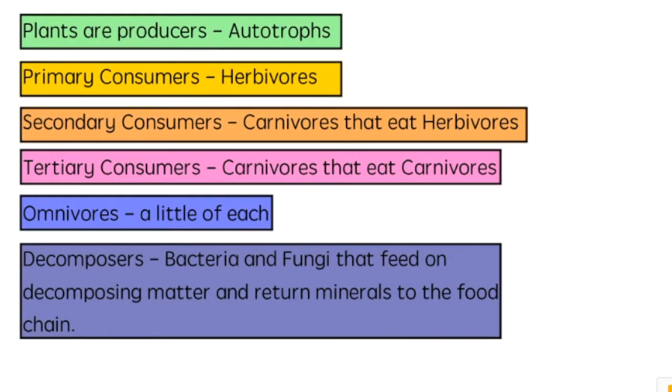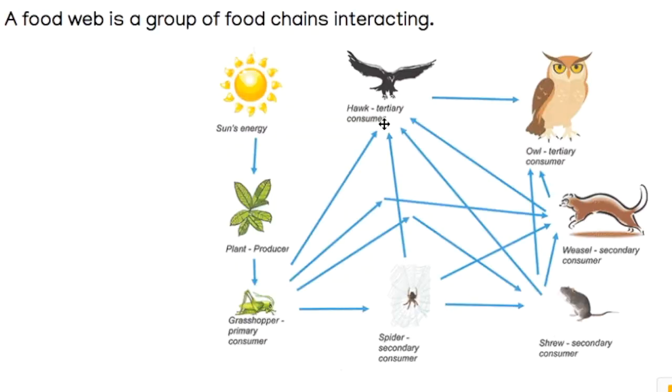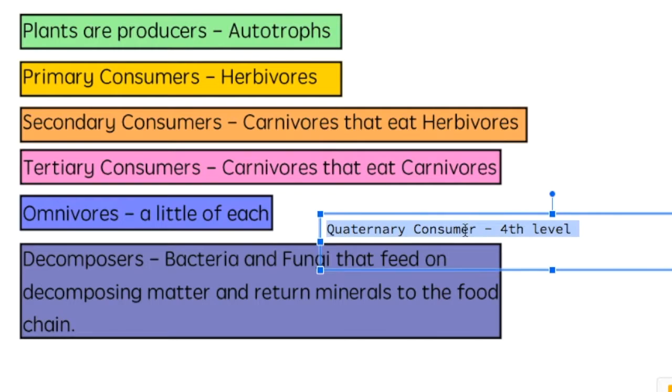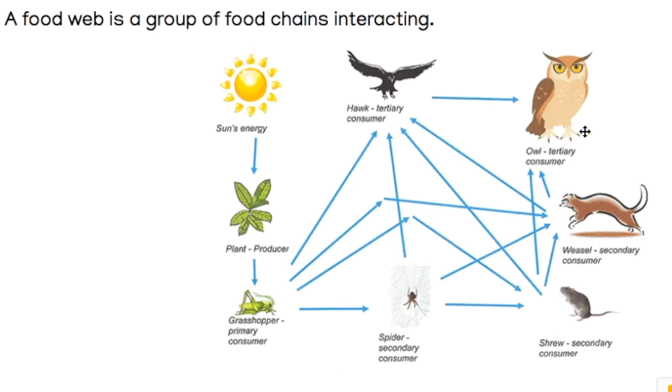We're going to add a new word to this that we added in class. That is a quaternary consumer. So that means fourth level. So if we look at this picture, the hawk can eat the shrew that ate the spider that ate the grasshopper. That makes the hawk the fourth level. Same with the owl. If the owl eats the hawk that ate the spider that ate the grasshopper, and so on, that's a fourth level. That's a good quaternary consumer. Sometimes we also call this the apex predator, the owl in this case, because it can eat everything and nothing can eat it. So it is the top of the line.